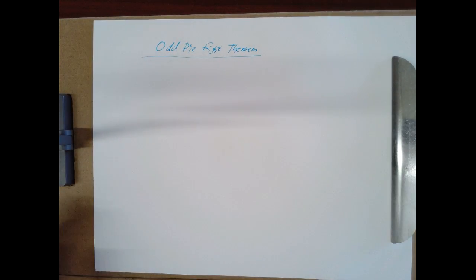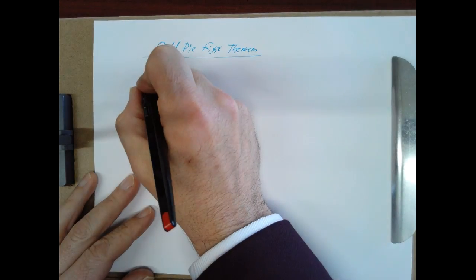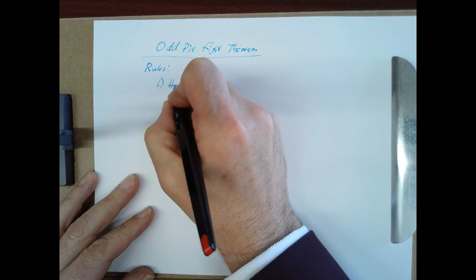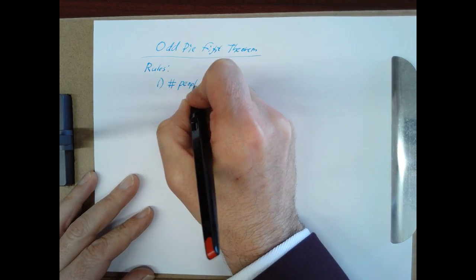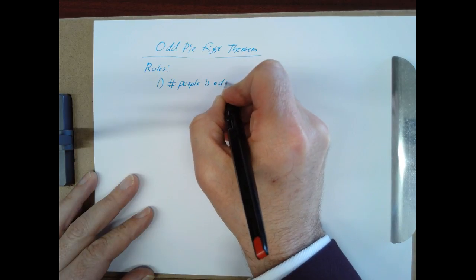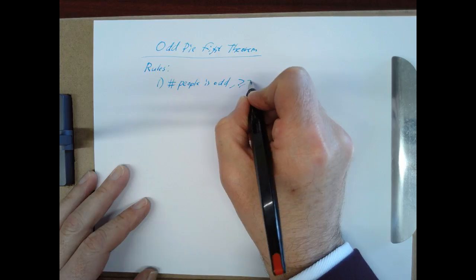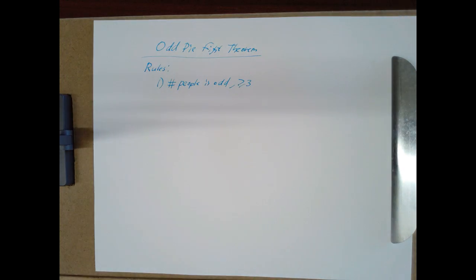So what's an odd pie fight? Well, it's a pie fight with an odd number of people. And there's some specific rules for an odd pie fight. So one, number of people is odd. And we're going to say it's got to be bigger than or equal to 3, because you don't want to just fight with yourself.